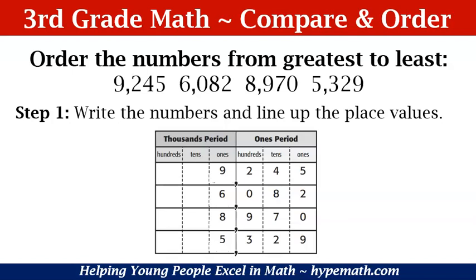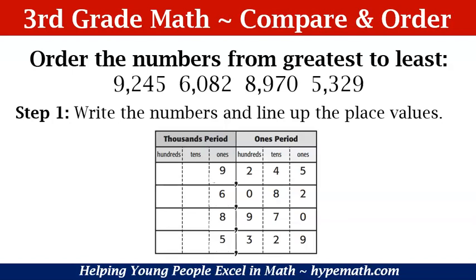Order the numbers from greatest, I almost said grace, guys. Sorry about that. Greatest, that means largest, to least, which means smallest, okay? And let's look at our numbers. We have 9,245. We have 6,082, 8,970, and 5,329. Let me read those again because I messed up in one number.